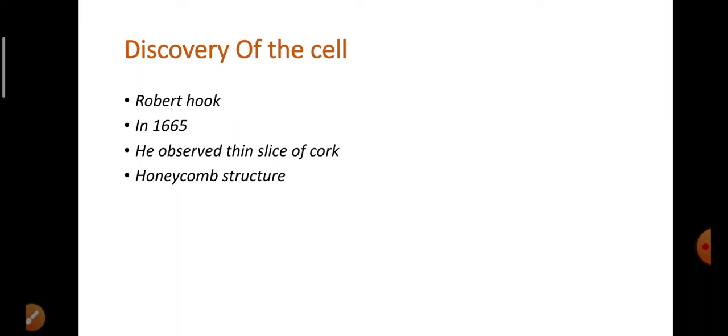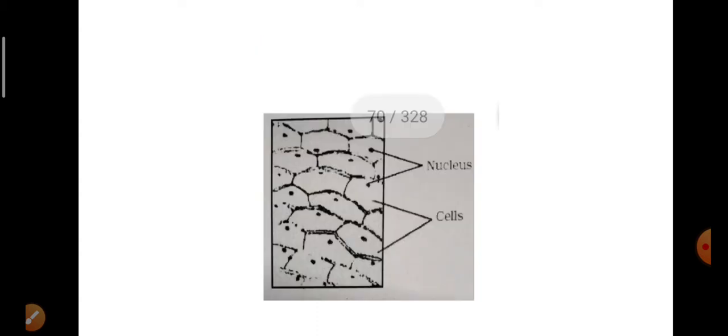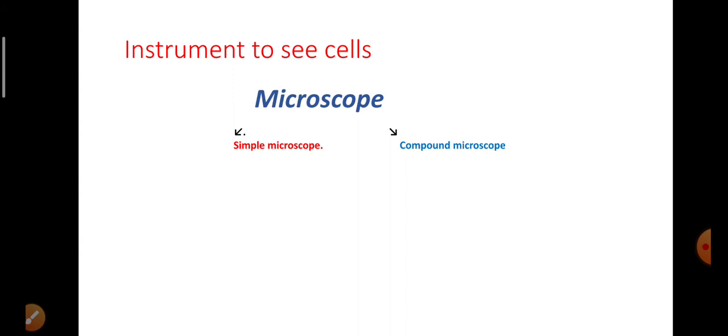Now next, who discovered the cell and when was it discovered? So the answer is Robert Hooke. Robert Hooke, an Englishman, discovered the cell in 1665. He observed a thin slice of cork under a microscope. From his observation, he found that the cork is made up of box-like compartments forming a honeycomb structure. He called these compartments cells, right? So the cell was discovered by Robert Hooke in 1665.